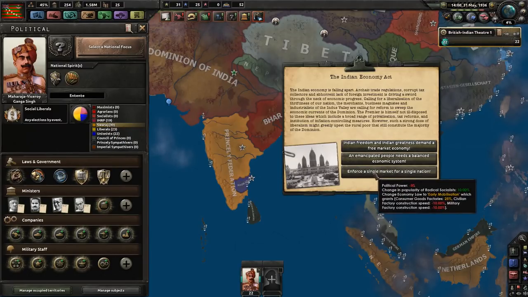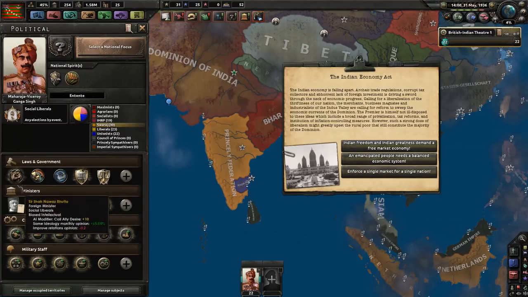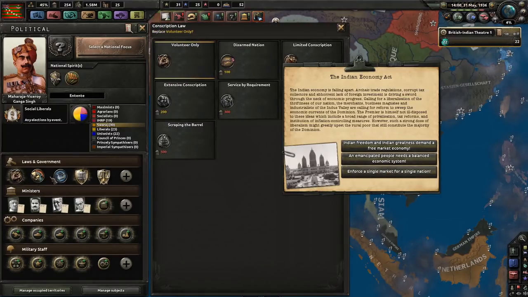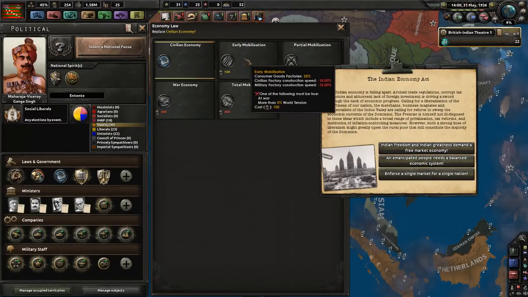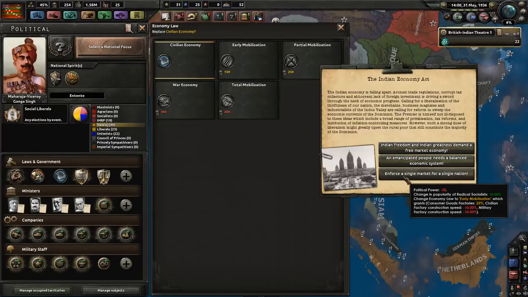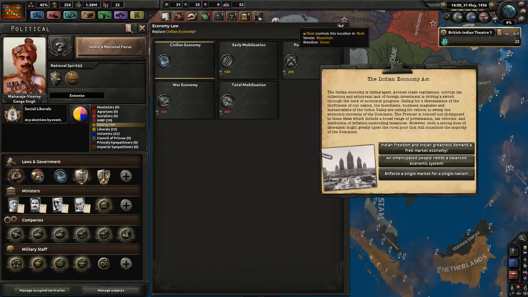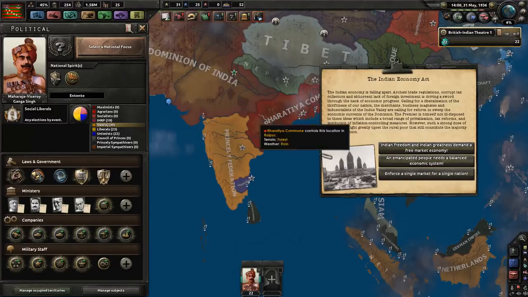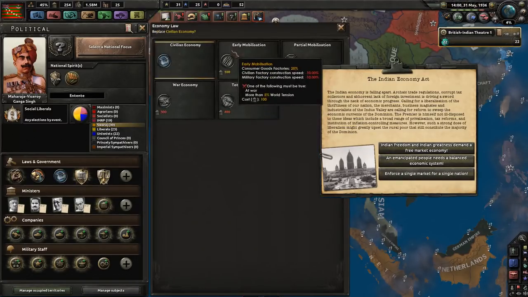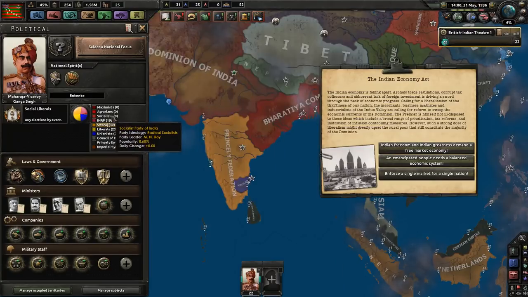This is for the social conservatives, and this is an option which can change your economic law to early mobilization. Oh wait, no, over here. To early mobilization for only 50 political power instead of 100, but it increases the popularity of your radical socialists, and it costs you 50 political. Basically, think of it as you can change to early mobilization at half price, but you get more radical socialists, which is not a party that you can elect.